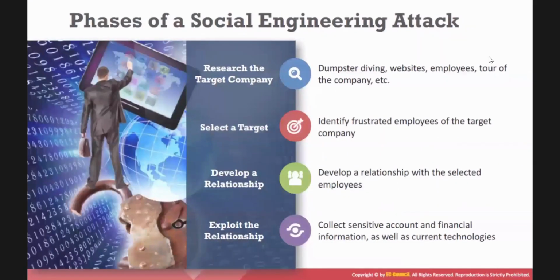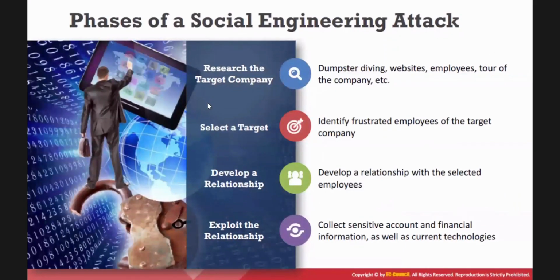And the phases of social engineering attacks: research on the target company, selecting the target, developing a relationship with the target or the employee who is working in the target organization, and exploiting the relationship. If I want to target a company, what I would do is get connected to an HR team member or an IT administrator, and I would try to build a relationship with them. I would sometimes go out with them to parties or something, and I would get information one by one, and I can easily retrieve sensitive information about the target company.